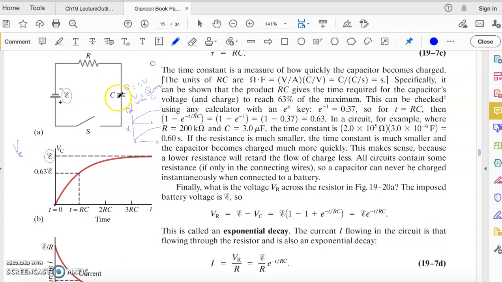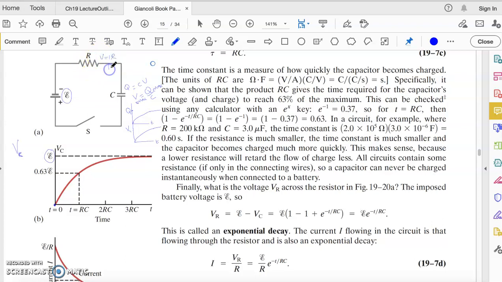Now let me tell you why the maximum voltage across the capacitor is equal to the voltage of the power supply, which is epsilon. Just listen carefully to my explanation. At the time where we have maximum charge on the capacitor, the current in the circuit will stop moving. There will be no current moving anymore. If there is no current moving, V is equal to I times R.